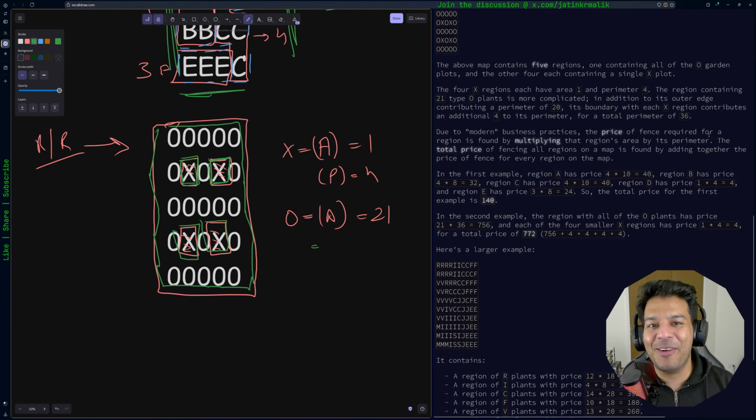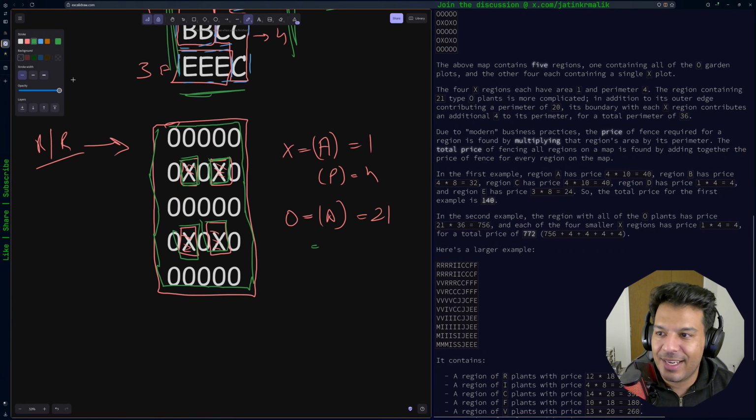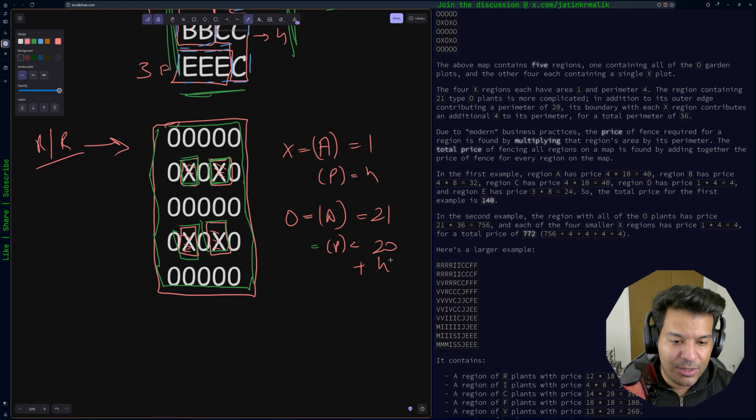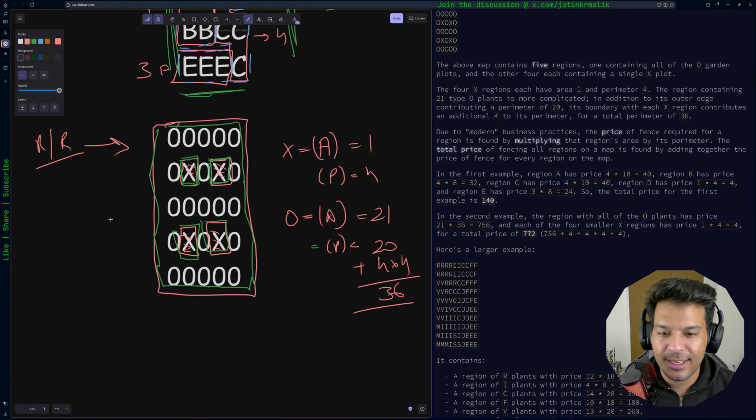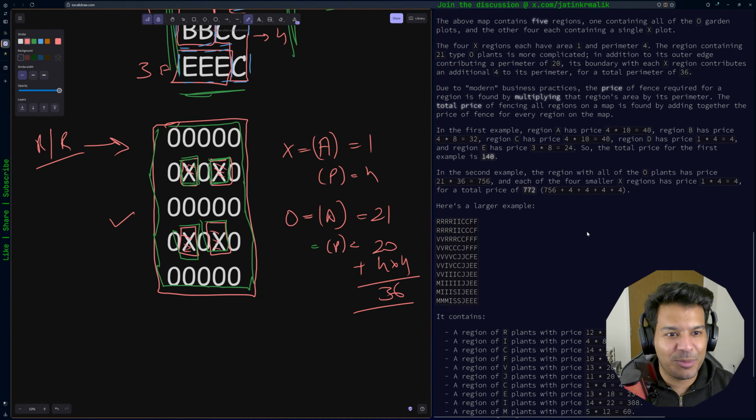Okay, it took me a while to check. It's doing the same thing here: when calculating the perimeter, it first calculated the outer bound, which is 20, and then an additional 4 for each of the X plots in between, 4 into 4. That brings the total to 36. So that's correct. We have an understanding of the problem.